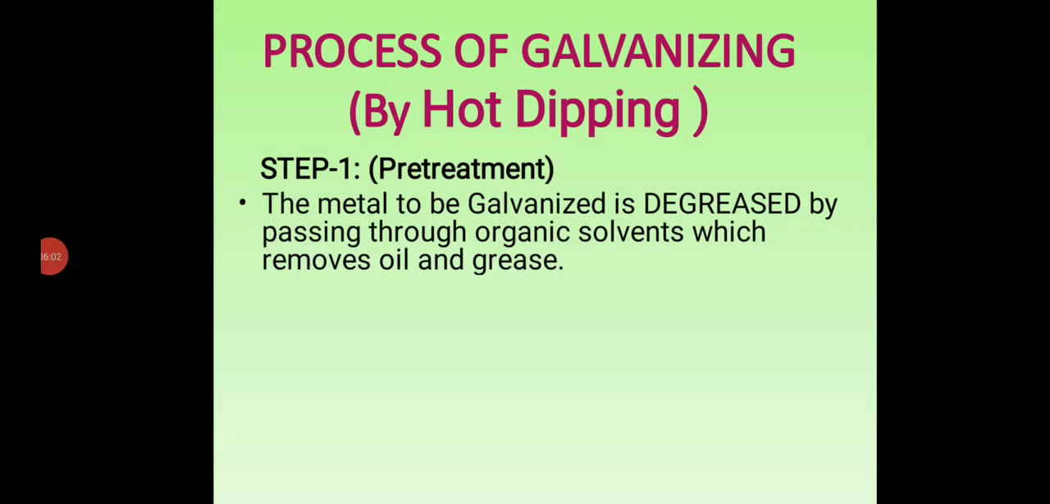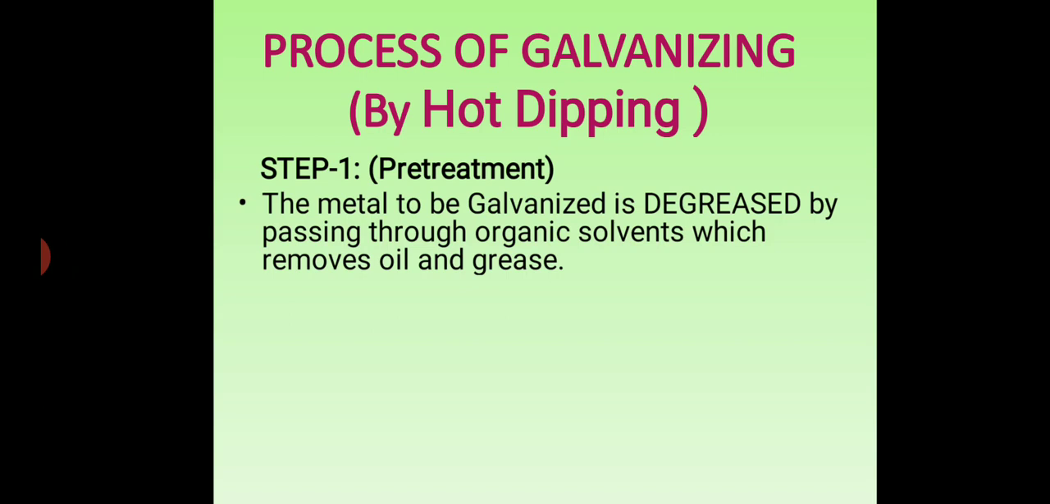So what is done in degreasing? The article to be hot dipped or galvanized is dipped in organic solvents which removes oil and grease. Now see, as soon as the metal article is manufactured, usually the manufacturer will apply oil, grease to it to protect it from corrosion, which must be removed before giving any metal coating to it.